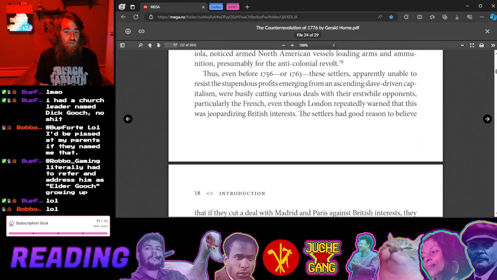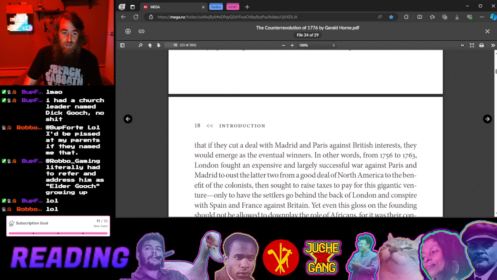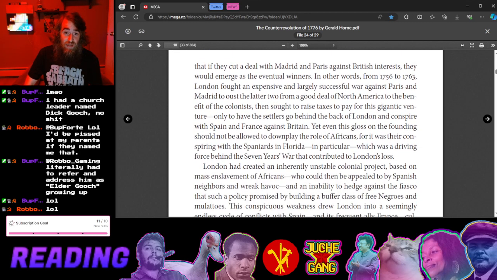Thus, even before 1756 or 1763, these settlers, apparently unable to resist the stupendous profits emerging from an ascending slave-driven capitalism, were busily cutting various deals with their erstwhile opponents, particularly the French, even though London repeatedly warned that this was jeopardizing British interests. The settlers had good reason to believe that if they cut a deal with Madrid and Paris against British interests, they would emerge as the eventual winners.